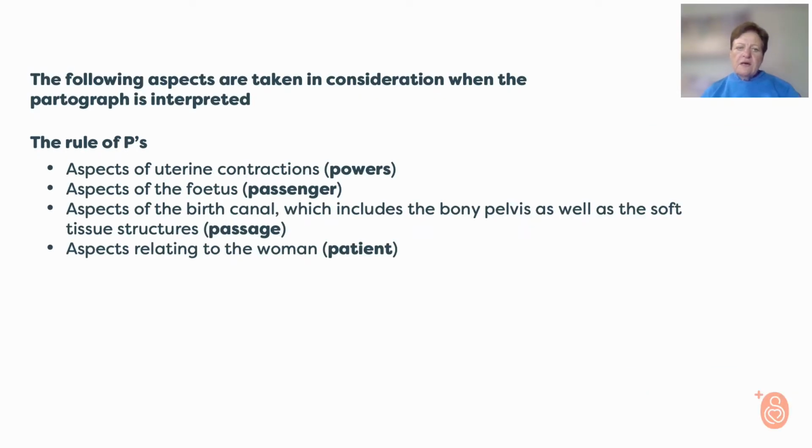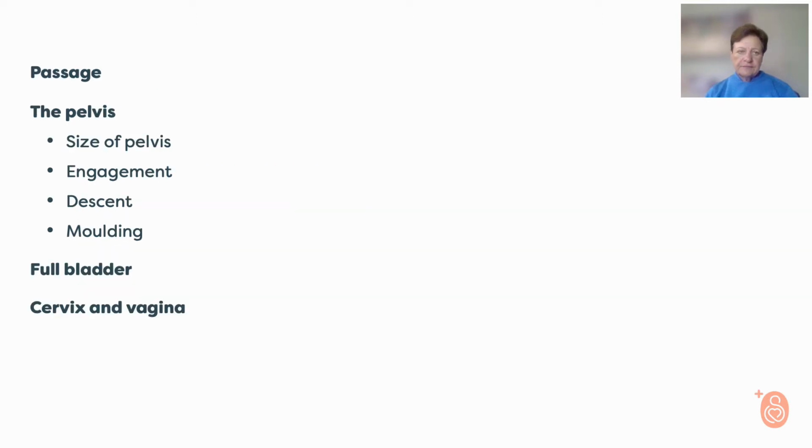So when we interpret the partograph, we usually use the rule of the 4Ps, and the P stands for different aspects, namely the aspects of the uterine contractions, which are the powers, the aspects of the fetus, the passenger, the aspect of the birth canal, which includes the bony pelvis as well as the soft tissues, and that's the passage, and then aspects related to the woman, that will be the patient.